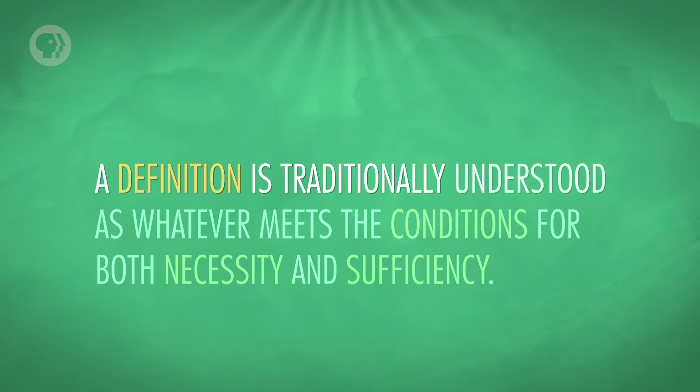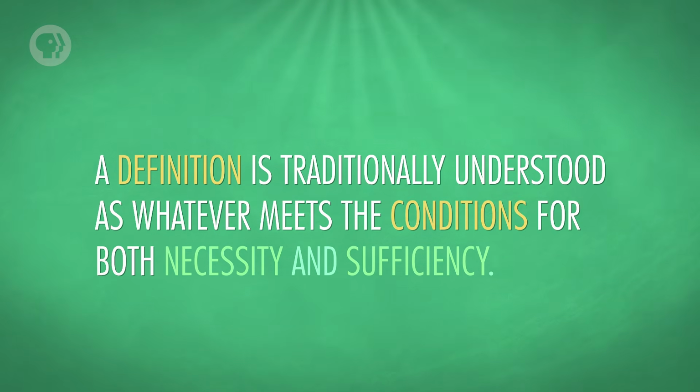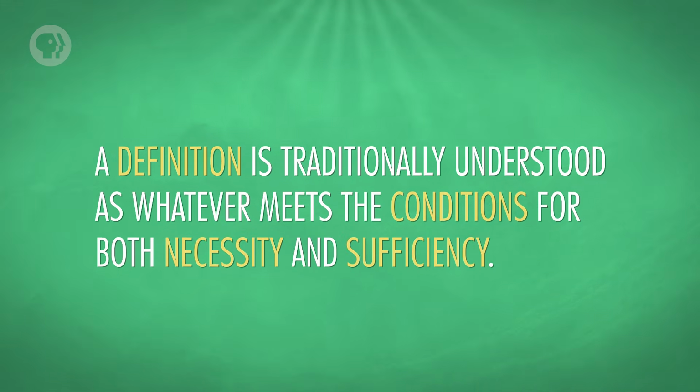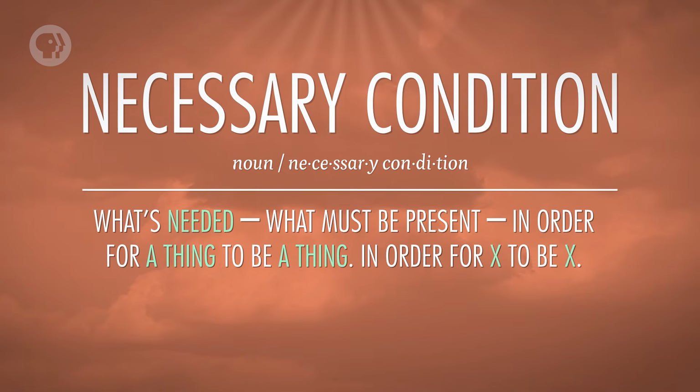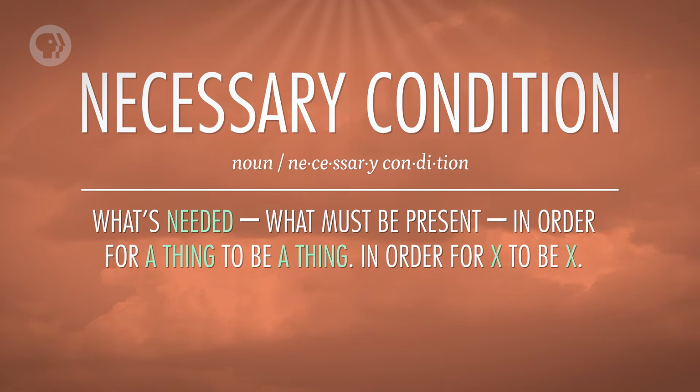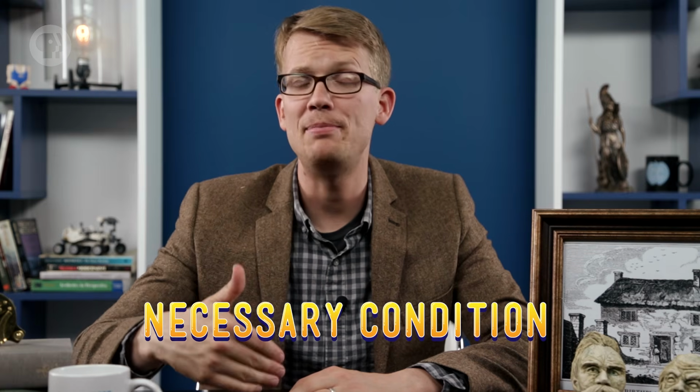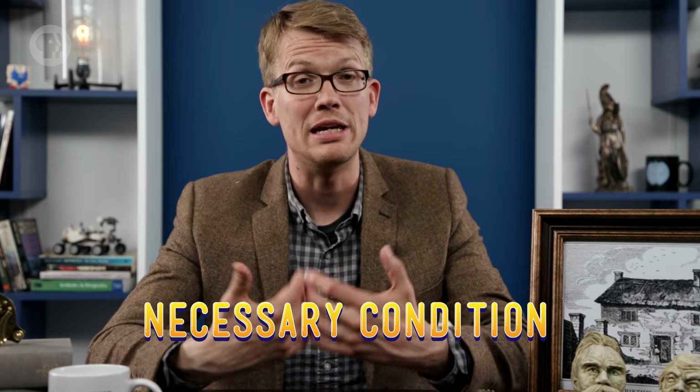So how do words get their meaning? A definition is traditionally understood as whatever meets the conditions for both necessity and sufficiency. A necessary condition is what's needed, like what must be present in order for a thing to be a thing, in order for X to be X. A necessary condition of being a bachelor, for example, is that you must be unmarried.